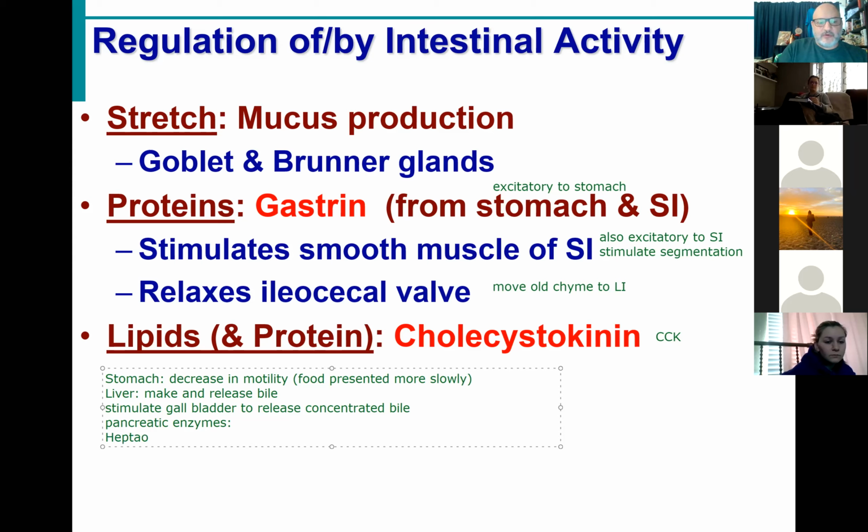It is the hepatopancreatic sphincter. And this hepatopancreatic sphincter is relaxed by cholecystokinin so that we can release the bile and the pancreatic enzymes into the small intestine, and more specifically into the duodenum.